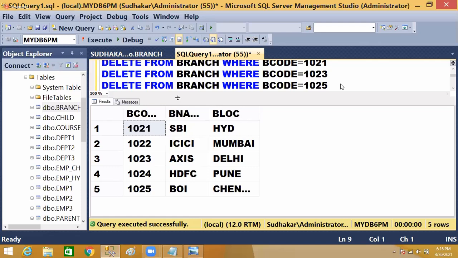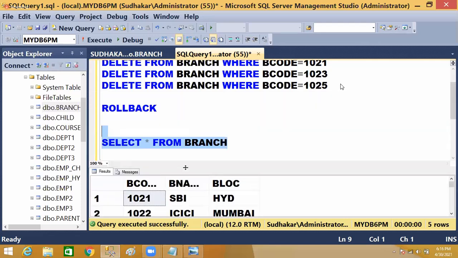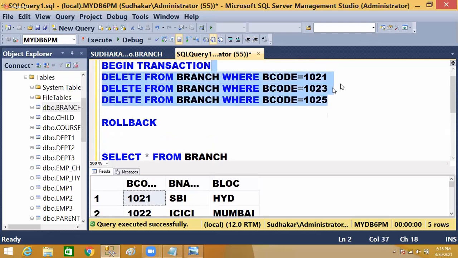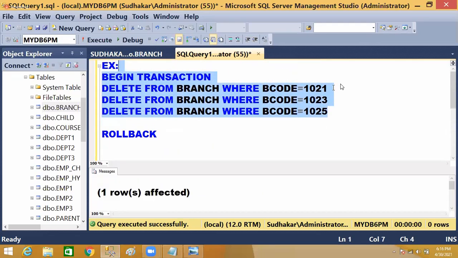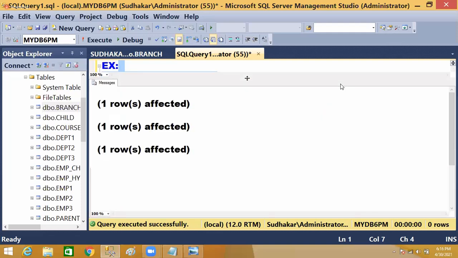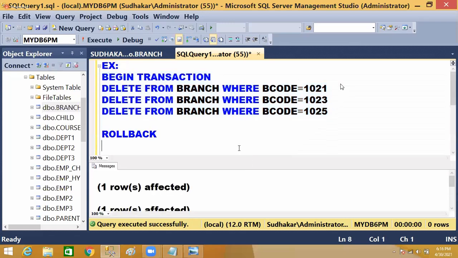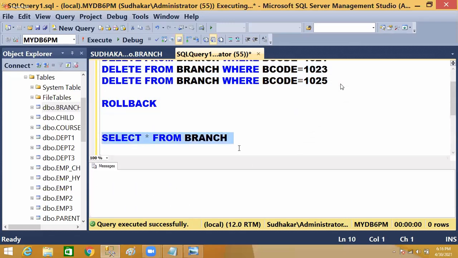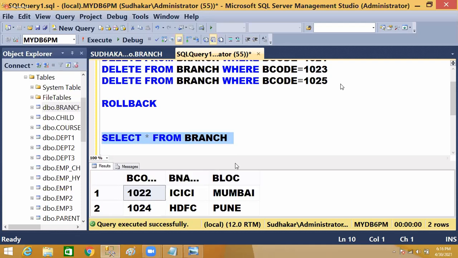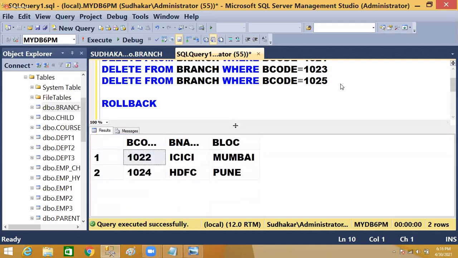Yes, all are restored. So in the same pattern, for example, I'm going to execute this transaction again. Again, 3 rows are deleted from my table, and 2 rows are left in the table. Let me come out and see. Yes, 2224 was there in the table.